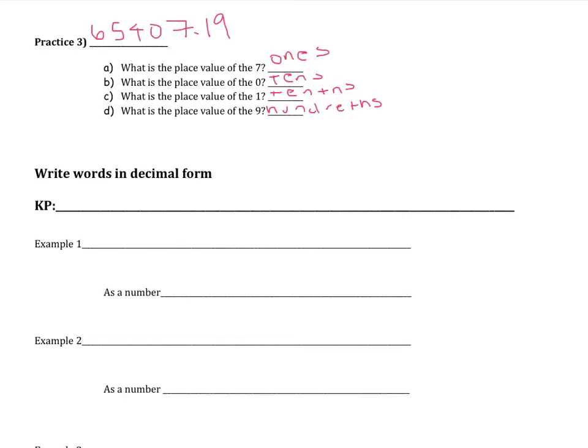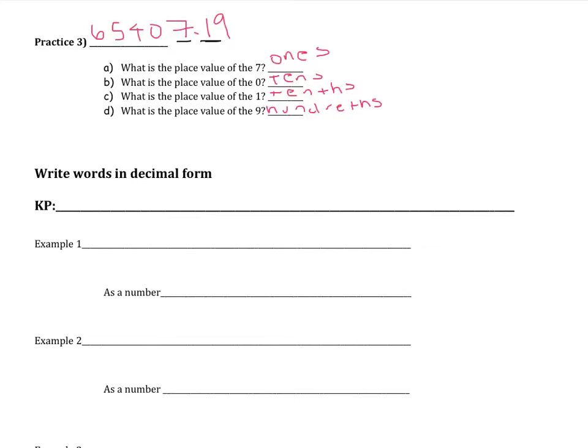Okay, here's your answers. Notice 1 to the right of the decimal, that's the tenths place, with a THS, the tenths place. 1 to the left of the decimal, where the 7 is, that's only the ones. So remember, to the left we start with ones, to the right we start with tenths.